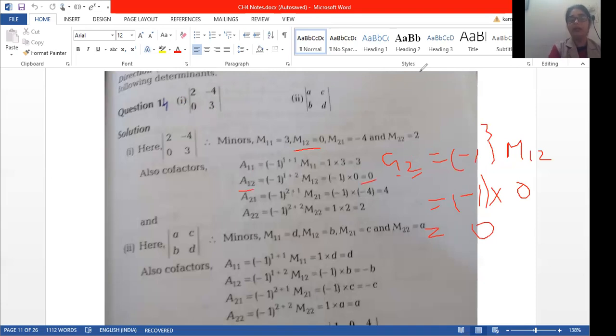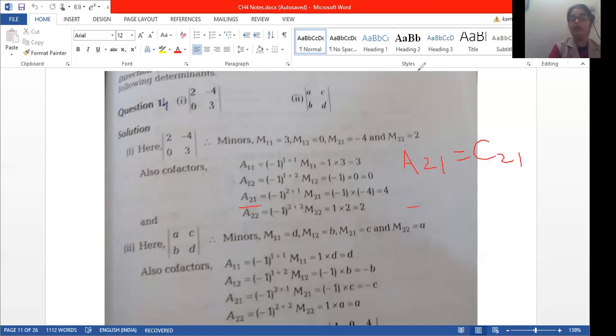Clear? Then next is A21. So A21, you can write it as C21 also, is equal to minus 1 to the power of 2 plus 1, that is 3, times M21. So it is equal to minus 1 times M21. What is M21? Minus 4. Minus 1 into minus 4 will be equal to 4. So you can see A21 is equal to 4. Clear? Then the next one, A22 or C22. C22 will be equal to minus 1 to the power of 2 plus 2.